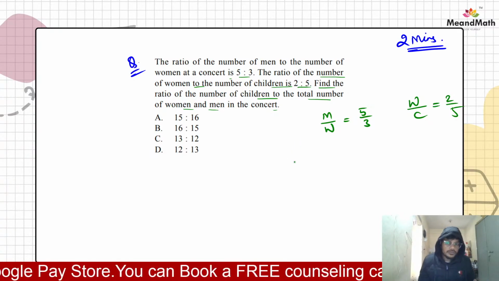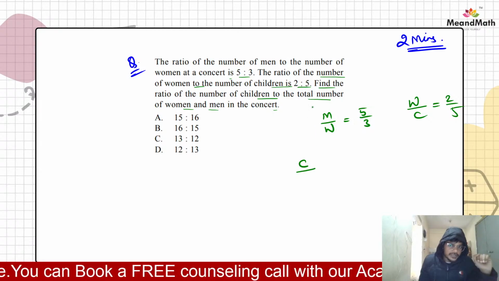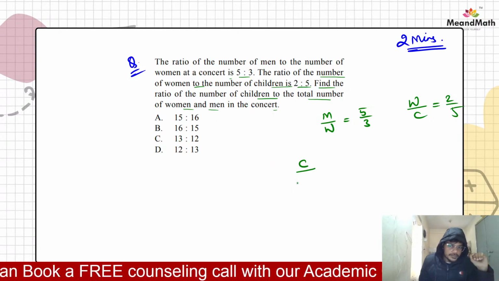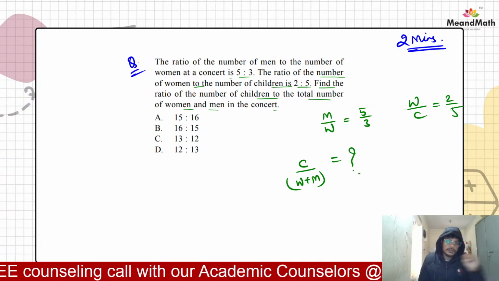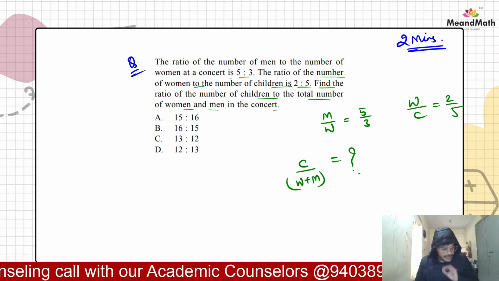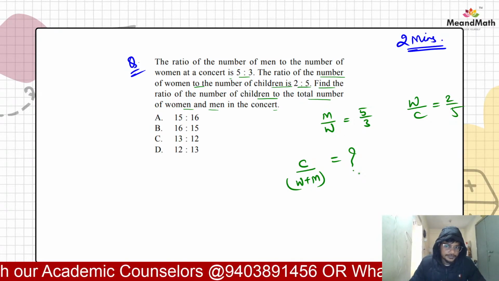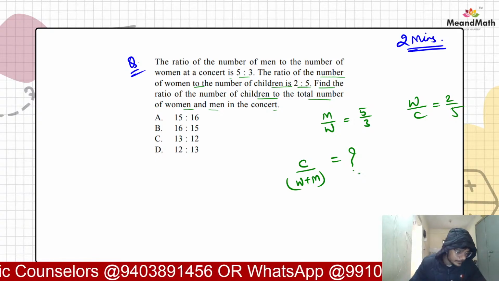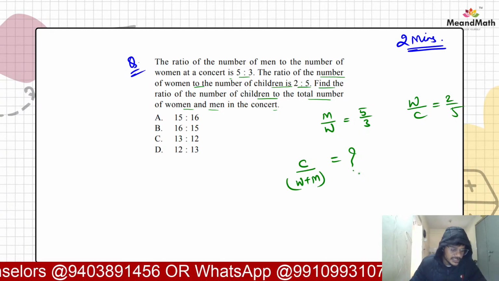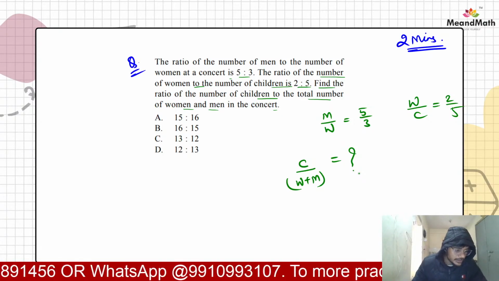So what you need to find in this question is the ratio of the children to the total number of women plus men. Now you guys need to find out this ratio. If this question is clear, tell me whether this question is clear to you or not. If this question is clear to you, I am giving you 2 minutes. Solve this question.